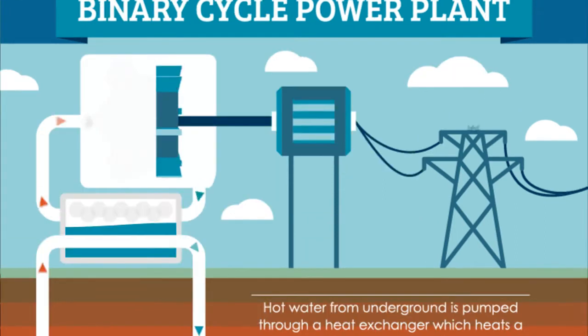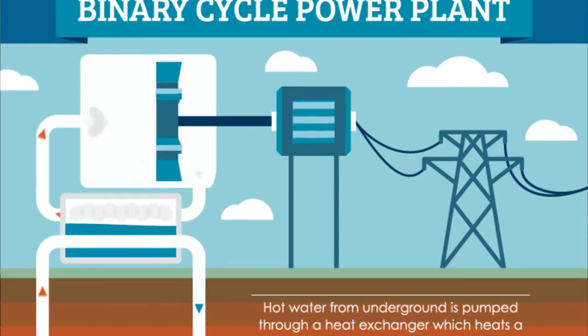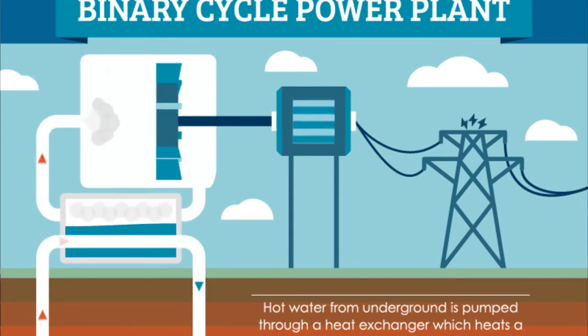And then finally, binary cycle plants are the most recently developed and can use lower fluid temperatures, which makes operations much easier and a lot cheaper. Basically, moderately hot geothermal water is pulled from underground and then passed by a different secondary fluid with a much lower boiling point than water. This causes the secondary fluid to flash vaporize, which then drives our turbines.